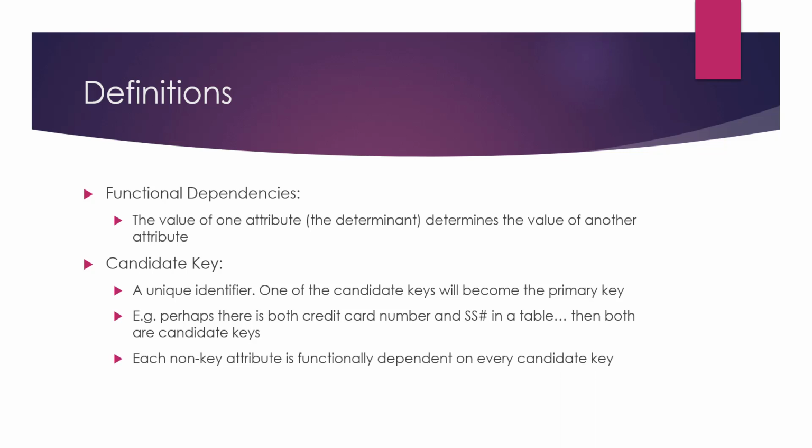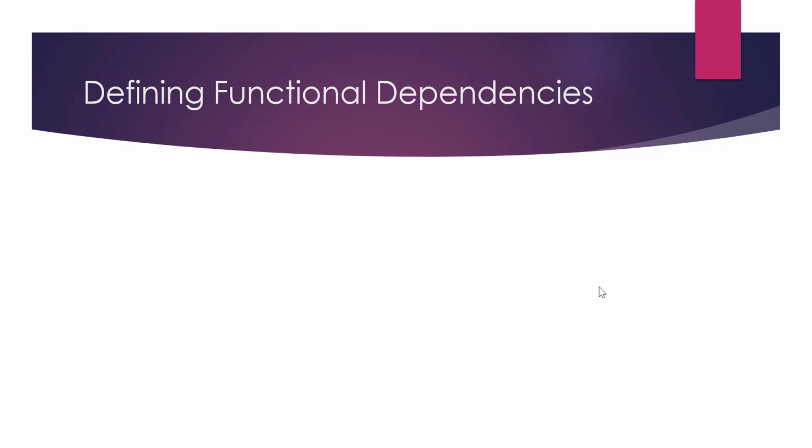Each non-key attribute in our relation will be dependent on every candidate key that we have in that relation. So the name of the shopper, their age, their address, they all depend on the value of the social security number. Once we know the social security number, these other attributes will depend on it. Same thing if we consider the credit card number as a candidate key in that relation.